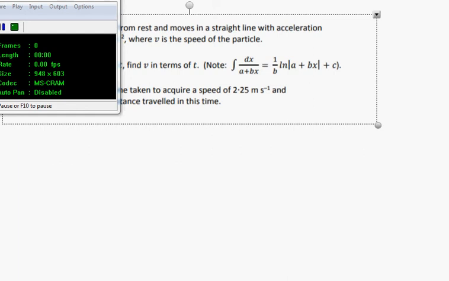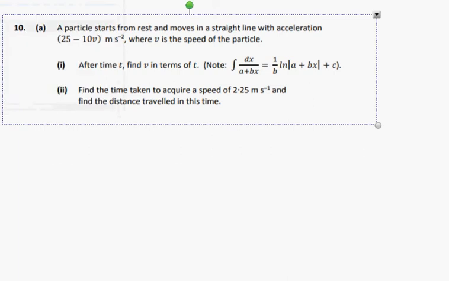A particle starts from rest and moves in a straight line with an acceleration of 25 minus 10v.